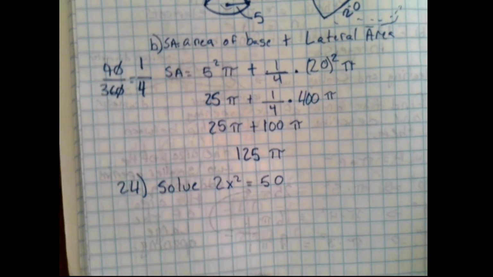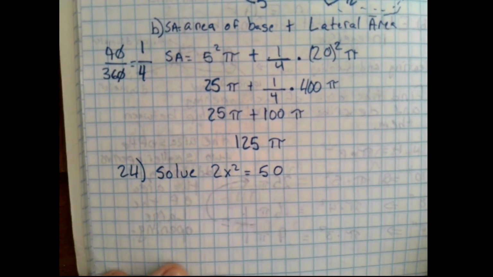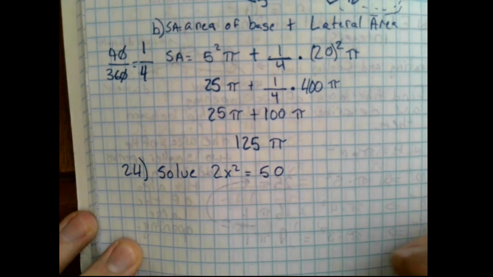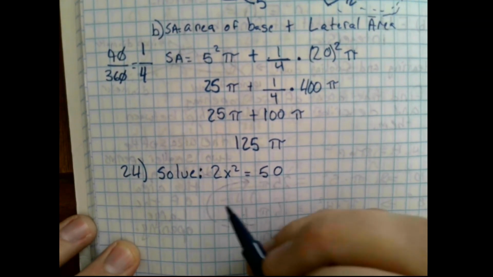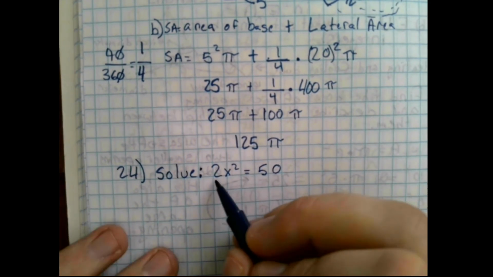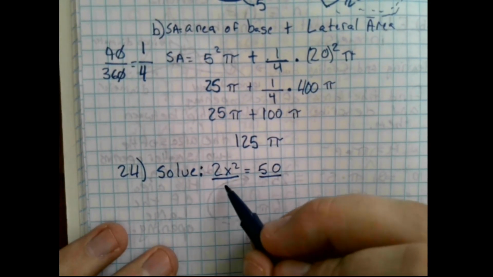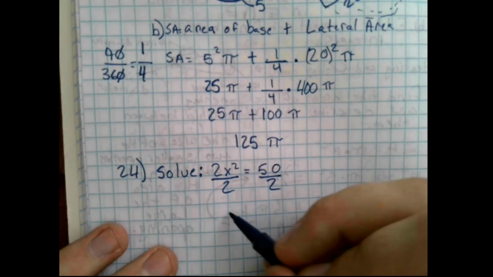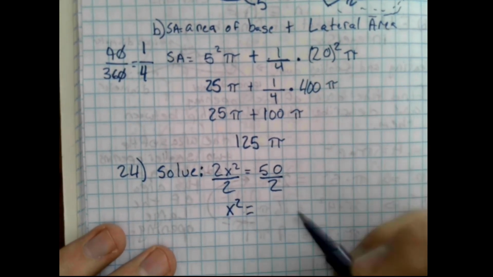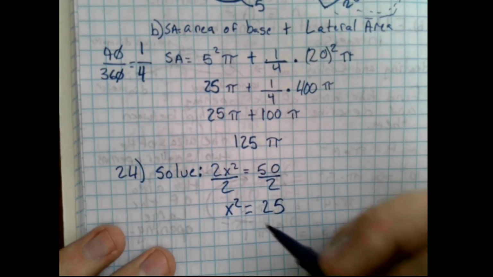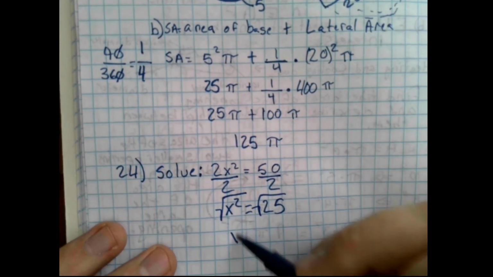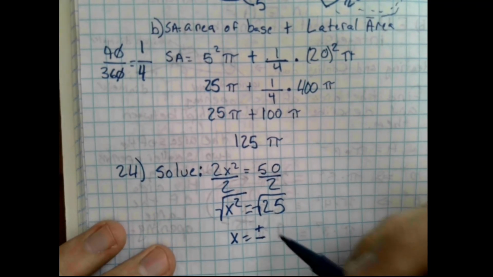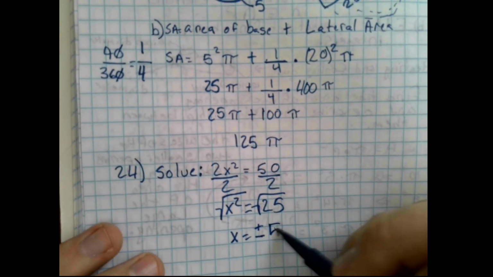The last starred problem is question 24. Now, question 24 says solve for x, which means we're going to isolate. 2x squared equals 50. First step, divide both sides by 2. That's going to give us x squared equals 25. And then we need to take the square root of both sides. That's going to give us x equals plus or minus square root of 25, which is 5.